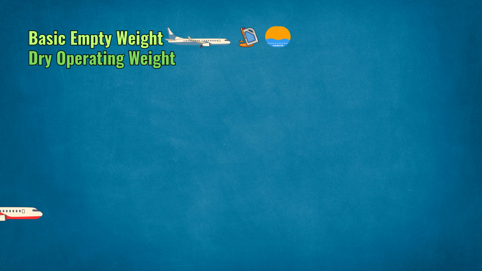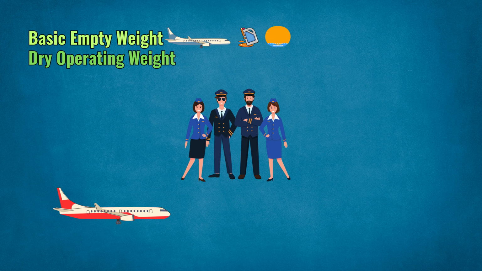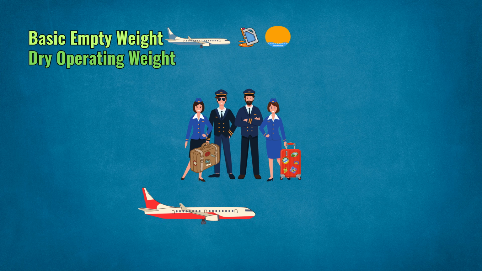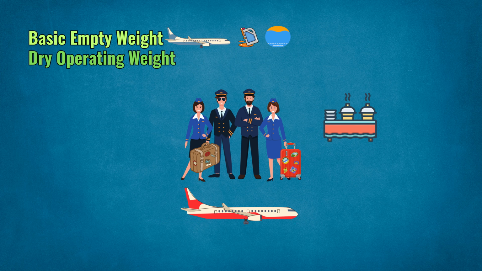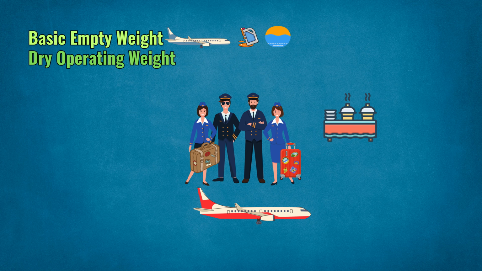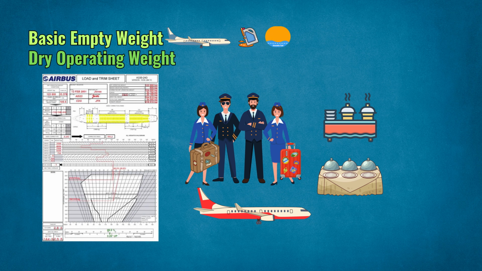Dry operating weight. This weight is calculated based on the aircraft's basic weight, plus the weight of the cockpit crew, cabin crew, and their luggage, as well as the weight of any catering loaded onto the aircraft. An aircraft has many dry operating weights. These values vary depending on the number of flight crew and the catering loaded onto the aircraft. It is indicated on the load sheet.